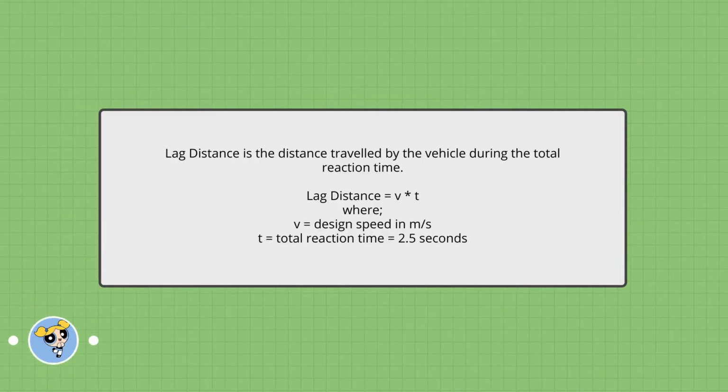The stopping sight distance is comprised of two components, the lag distance and the braking distance. The lag distance is the distance traveled by the vehicle during the total reaction time. It has a formula of V times T, where V is the design speed in meters per second and T is the total reaction time of the driver in seconds, which has a fixed value of 2.5 seconds.